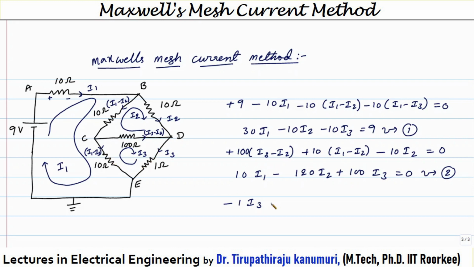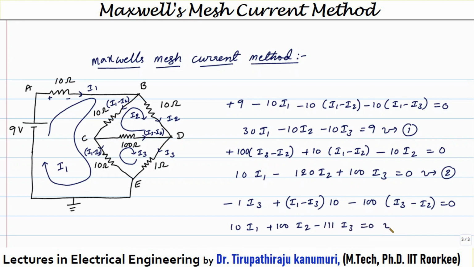Now I am going against the current direction. So this will become plus I1 minus I3, which will be multiplied by 10 ohms. Similarly through 100 ohms, I am going in the current direction. So this will be minus 100 times of I3 minus I2 is equal to 0. Or this I can simplify as 10 times of I1 plus 100 times of I2 minus 111 times of I3 is equal to 0.